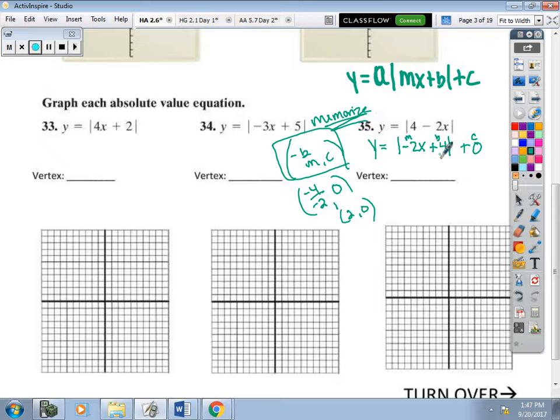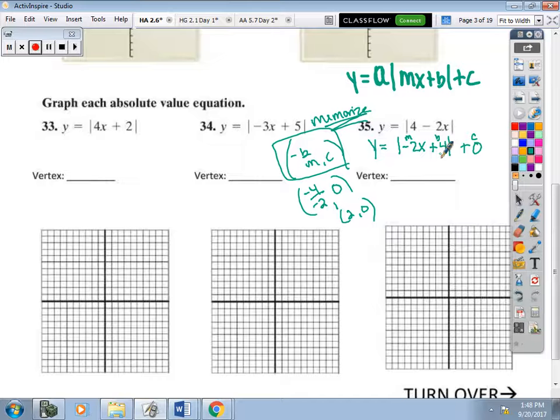So it's always the opposite of b, negative b. If it were negative, it becomes positive. If it's positive, it becomes negative in our formula. You're going to learn why today. Okay, we're going to learn that this number will indicate a shift left or right, and it does go the opposite direction that you think it would. But we'll look at that today.